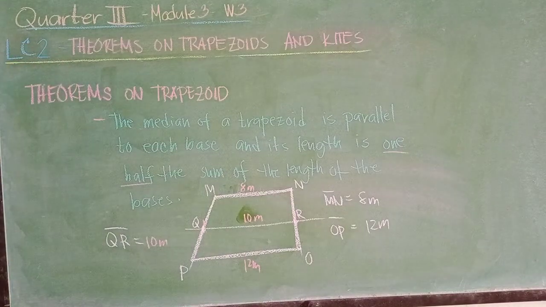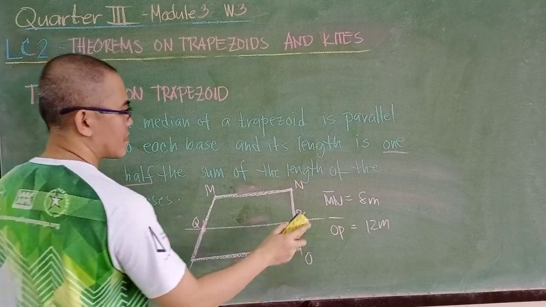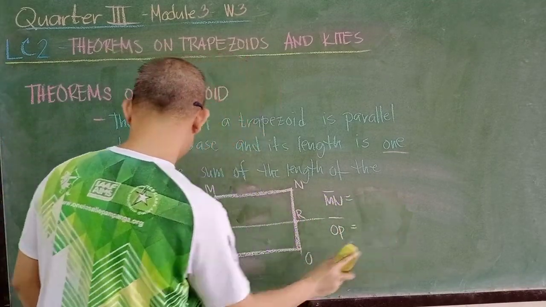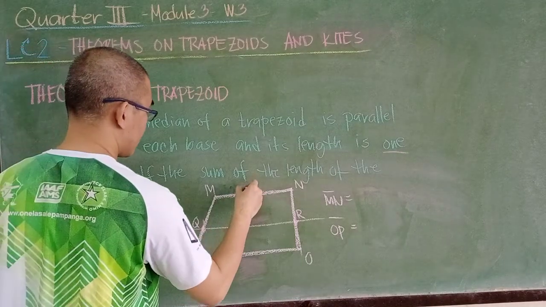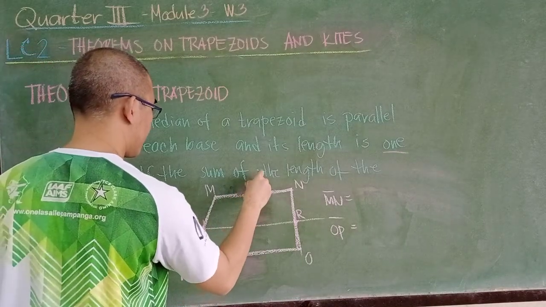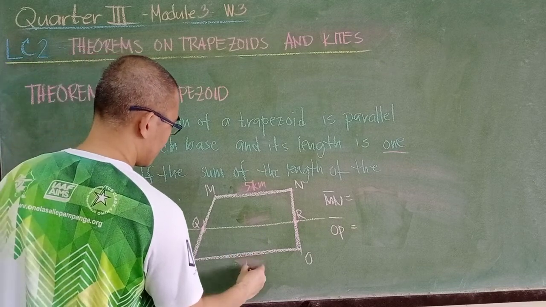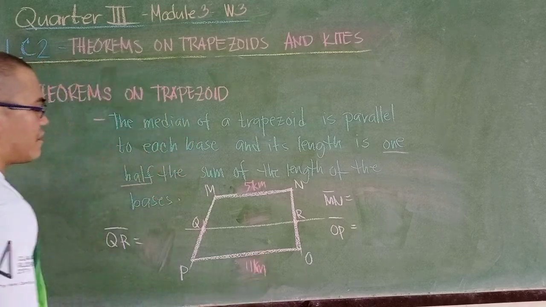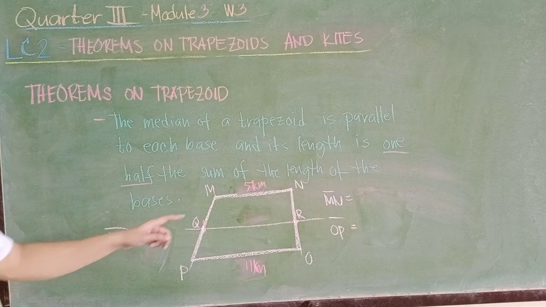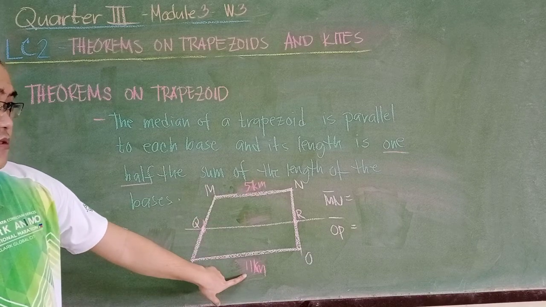So another example, let's say, this is 5 km and this is 11 km. So what you will do is you will add 5 at saka 11. So 5 plus 11, that is 16.